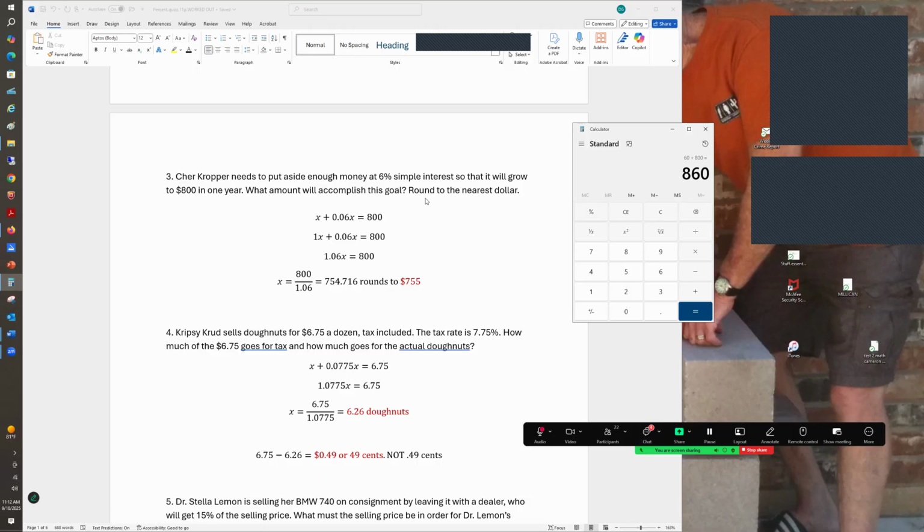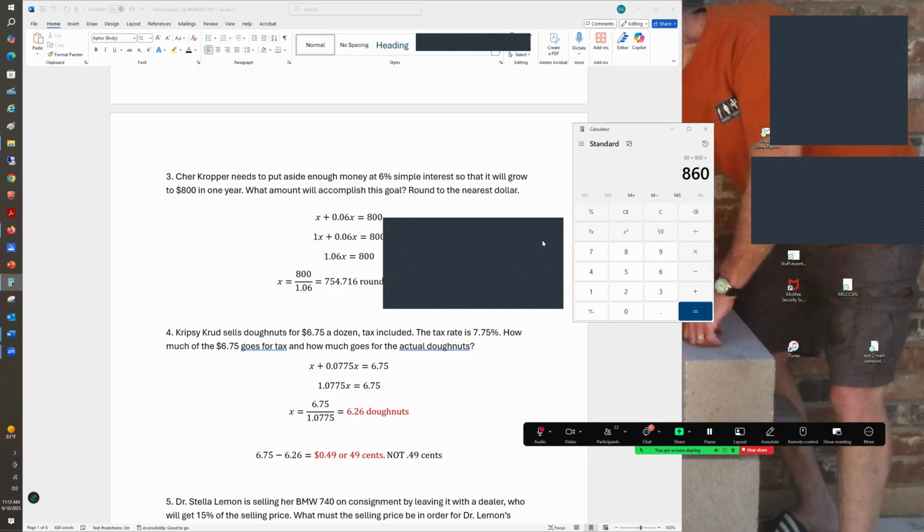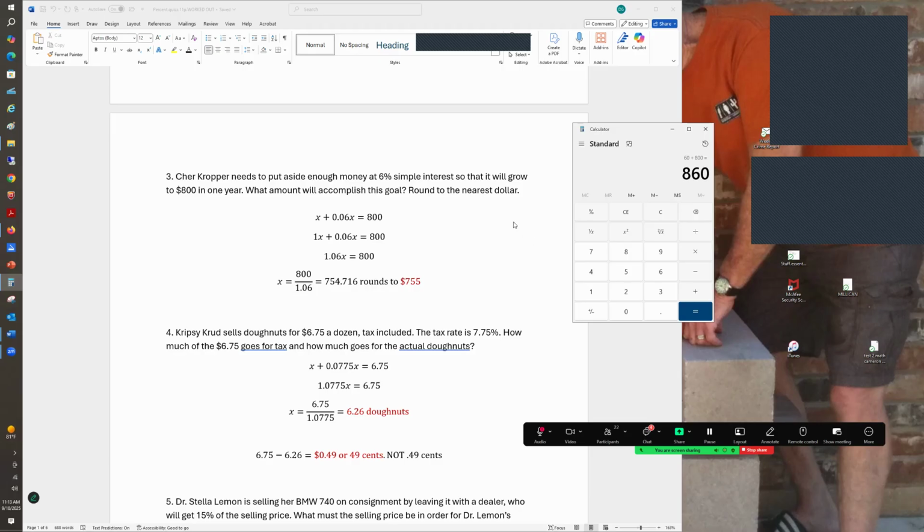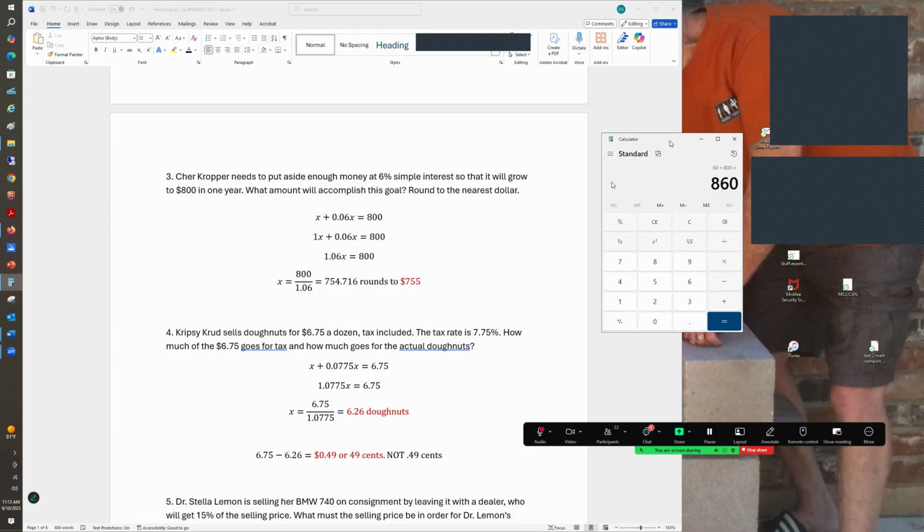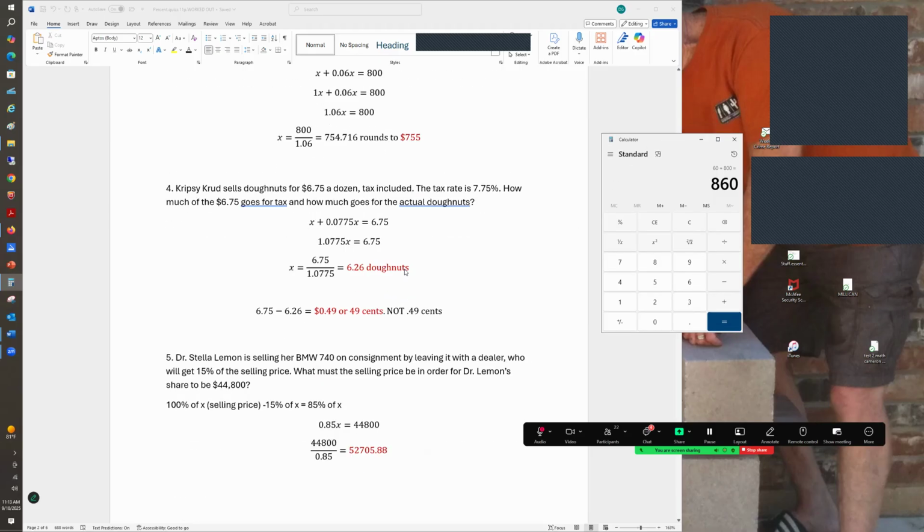But it says round to the nearest dollar. And I will caution you, I will beg you on the test to round it the way I ask you to, or you're going to lose the entire points for that. If it's a 10-point question and you round it off to the nearest penny when I've asked you to round it off to the nearest dollar, then you're going to lose 10 points. Not because you didn't do the math right, but because you didn't follow the directions. 755.